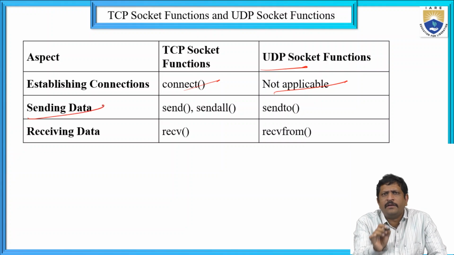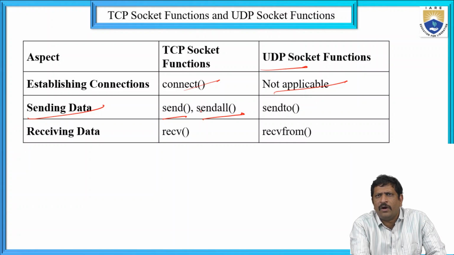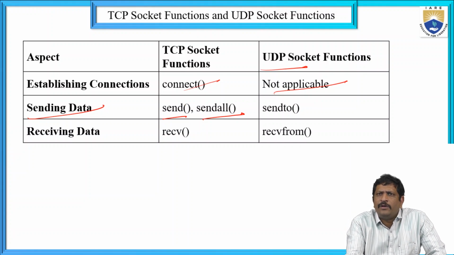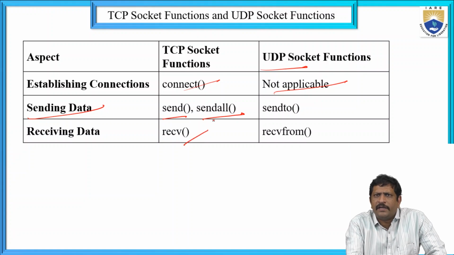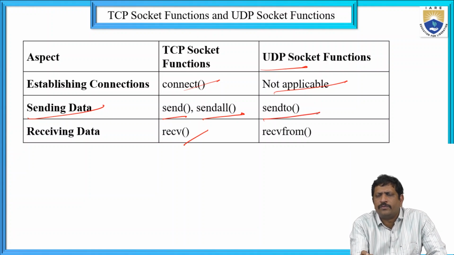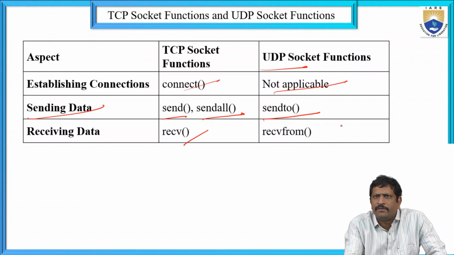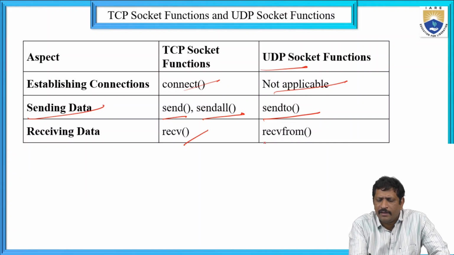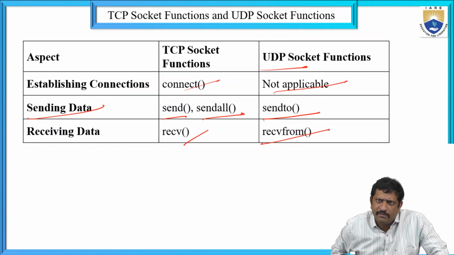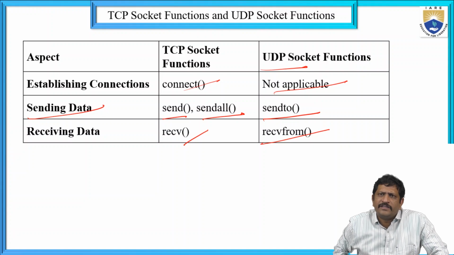Sending data. In TCP socket functioning, we use the send method or sendall method to send data from client to server, and the receive method to receive data from server to client. UDP uses the sendto function to send data from client to server, and the receivefrom function to receive data from server to client. With the help of these functions we can send and receive data.